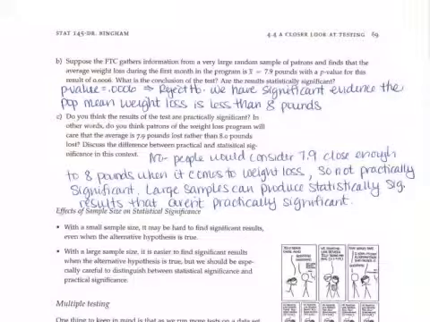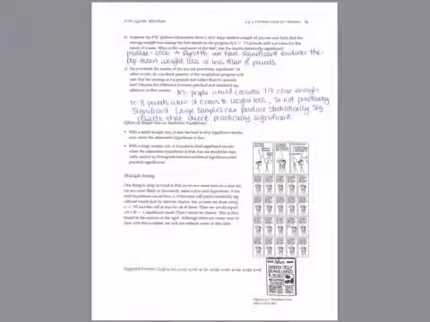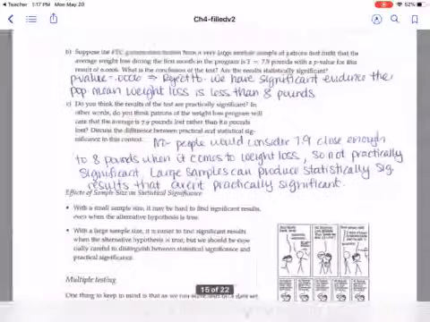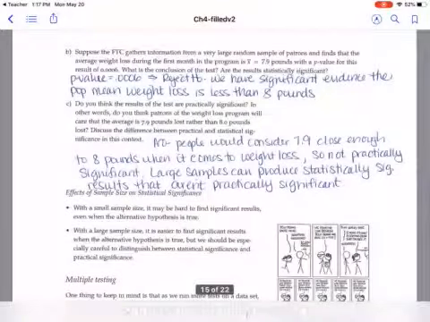But what we're asked then is, are these results actually practically significant? So do you think that if you're on a weight loss program and they say that we are going to have 8 pounds as our loss and we only have 7.9, is that a big deal? And so no, the people probably are going to consider 7.9 close enough to 8 pounds if we're talking about weight loss. That difference of 0.1 doesn't really mean anything. So this is not practically significant.